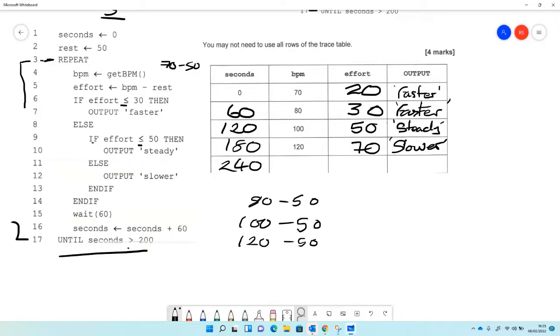So our seconds went 0, 60, 120, 180, 240 at the end. Beats per minute were given to us. Our effort was 20, 30, 50, 70. And our outputs were faster, faster, steady, and slower. And so that was the trace table.